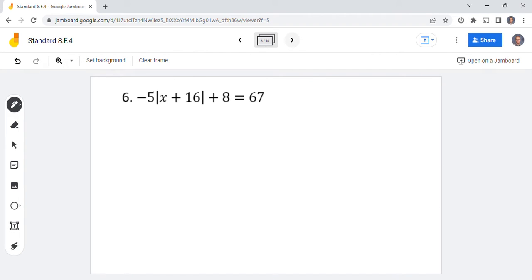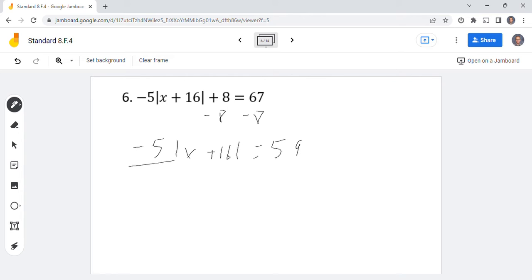On this particular one, we need to isolate the absolute value first. We can see that that absolute value symbol is not by itself over on that left-hand side. So we're going to do a couple of steps to get ready for that to start with. So we're going to subtract 8 over on this side. That gives us negative 5 times the absolute value of x plus 16. Over on the other side, we end up with 59.